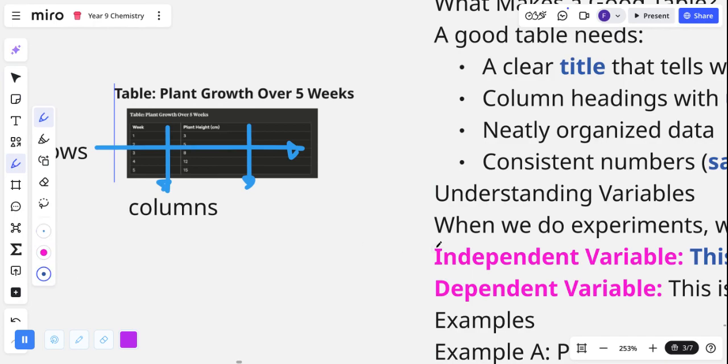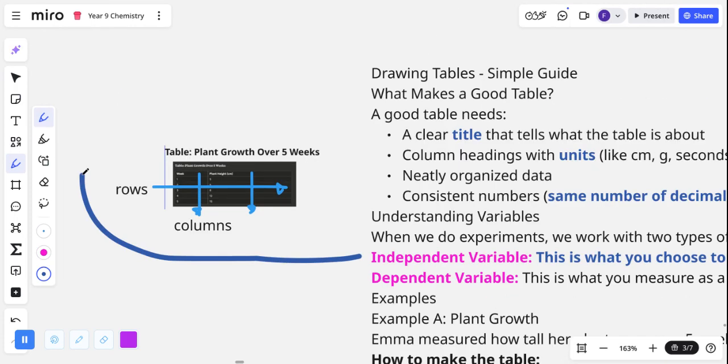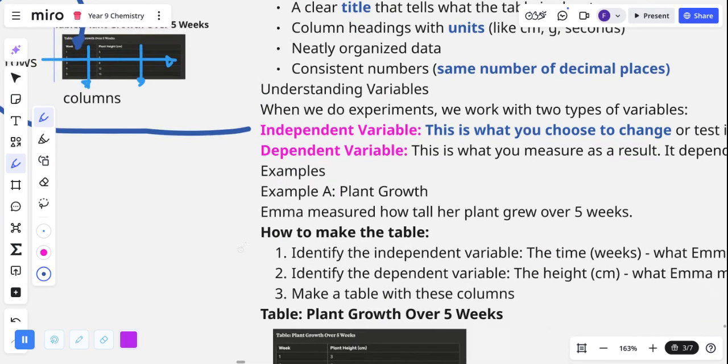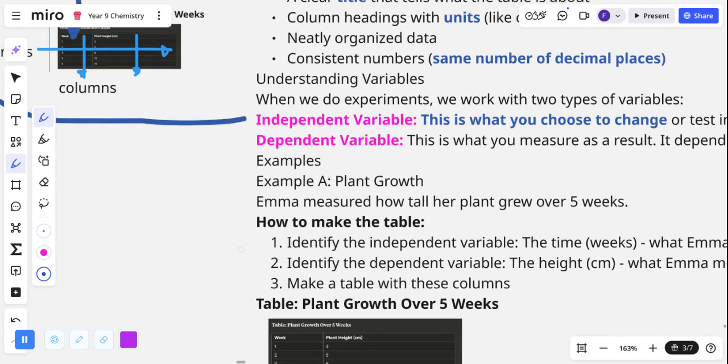Okay. So your independent variable will always go in the first column. Absolutely. Now just remember, this is what you chose to change. You chose how many weeks you're going to monitor your plant. You chose which ball you're going to bounce. This is your independent variable.